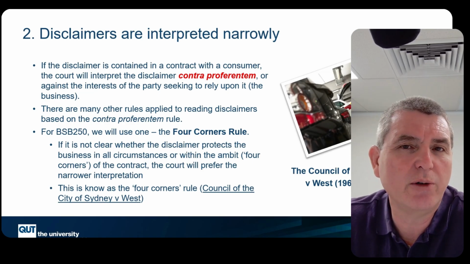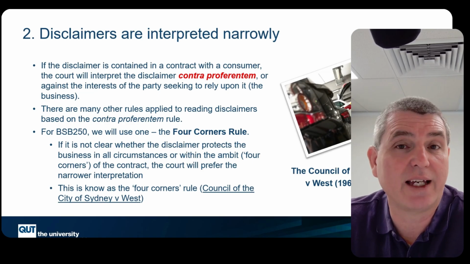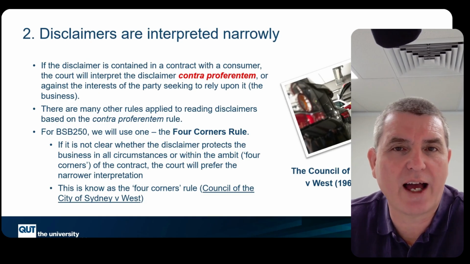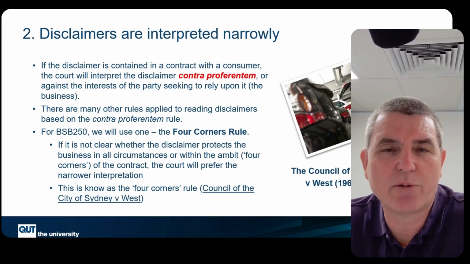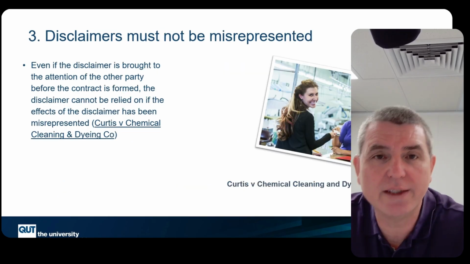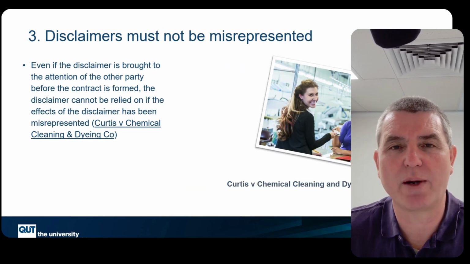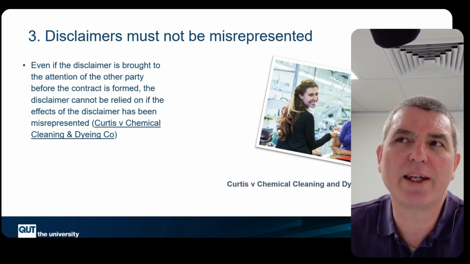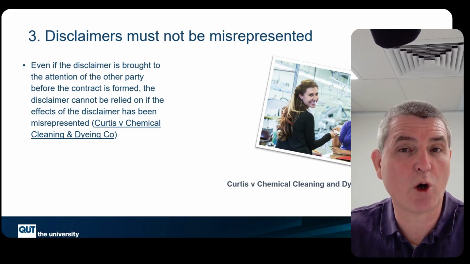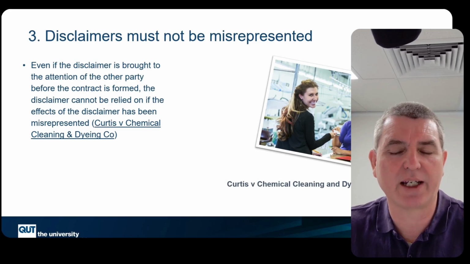And it shows you how that disclaimer saying we're not going to be liable for loss is read narrowly to not cover the situation of where someone didn't have a parking ticket. The third and final rule we deal with is that disclaimers can't be misrepresented. What does that mean? That means if there's some interchange or the way the disclaimer is expressed gives the other party the wrong impression about what the disclaimer covers.